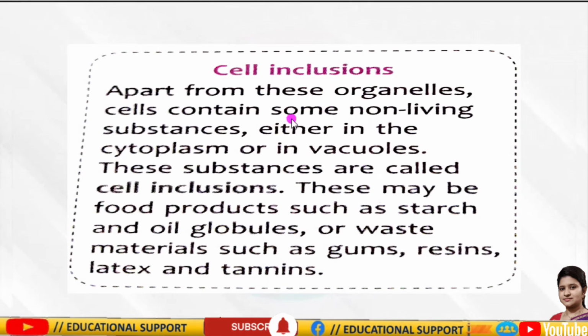cell inclusions. So what are cell inclusions? Apart from the organelles, cells contain some non-living substances, either in the cytoplasm or in the vacuoles. These non-living substances are called cell inclusions, and these may be food products such as starch and oil globules or waste materials such as gums, resins, latex and tannins.